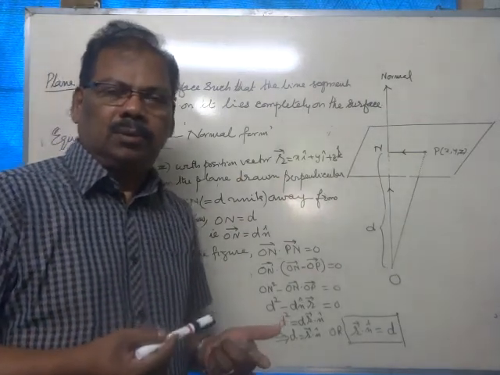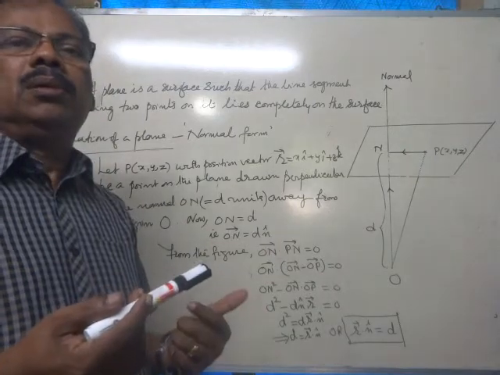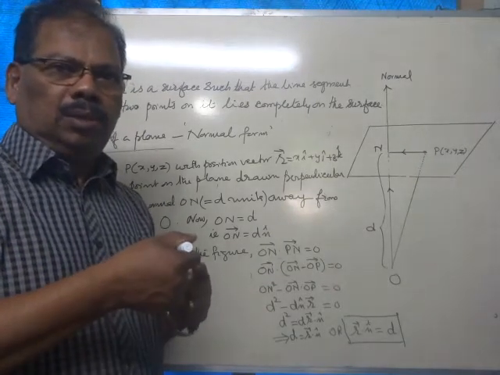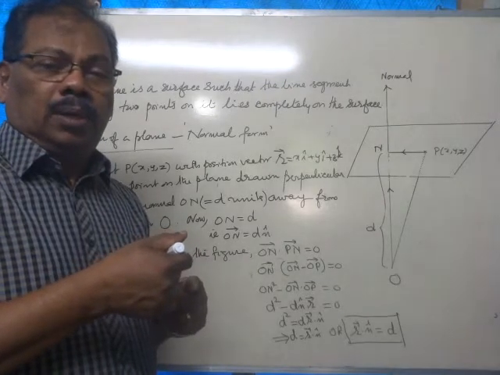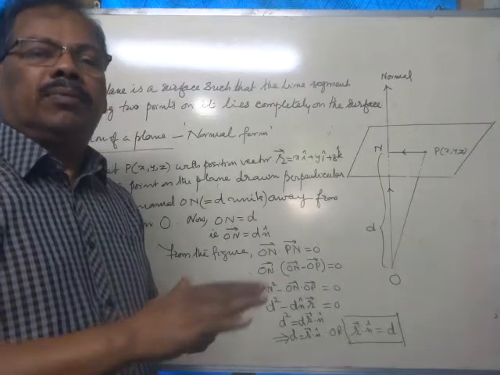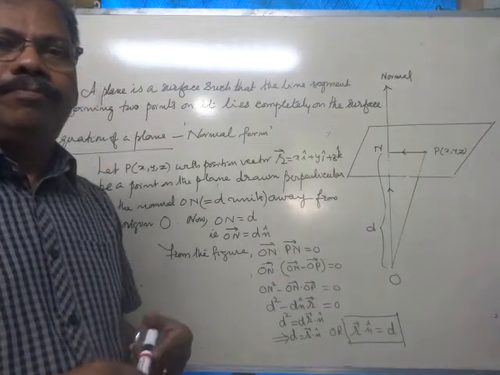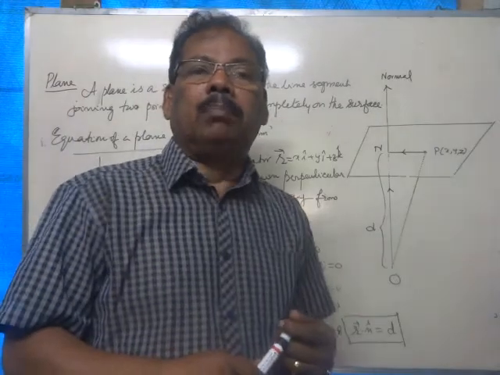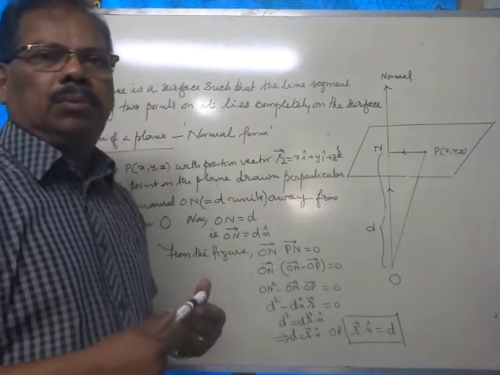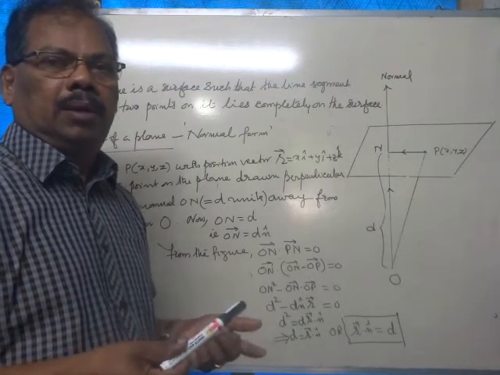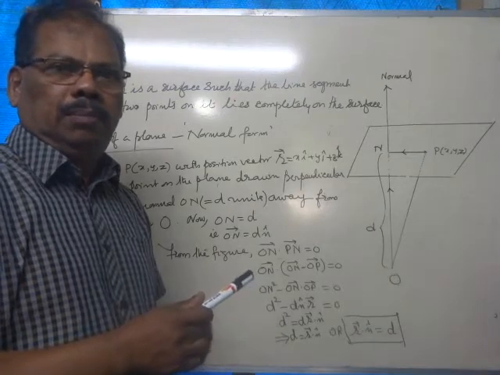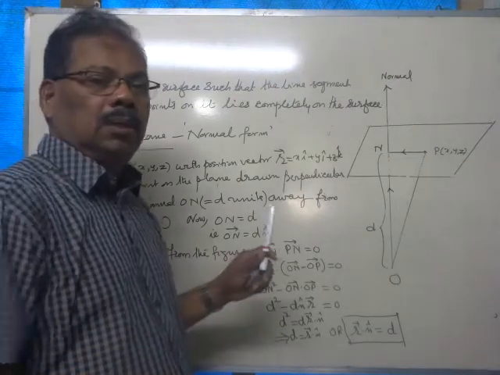Any surface on which we consider 2 points and the line segments joining those 2 points, if it is seen to lie completely on the surface, we say it to be a plane. Then, equation of a plane. There are different forms of equation of a plane, which I'll discuss.